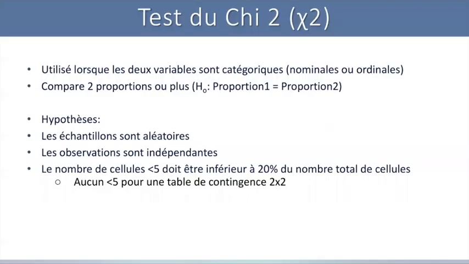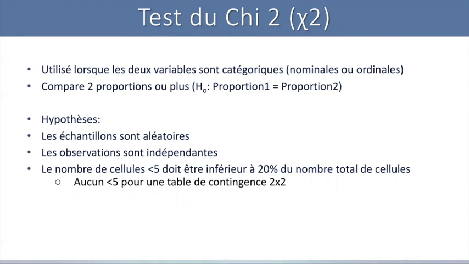The chi-squared test is used when both the variables are categorical in order to compare two or more proportions. The null hypothesis in this case is that proportion 1 is equal to proportion 2. And if you have more than two proportions, equal to proportion 3 and 4, and so on. The assumptions are that the samples are random, the observations are independent, and that the number of cells with a value less than 5 is less than 20% of the total number of cells.